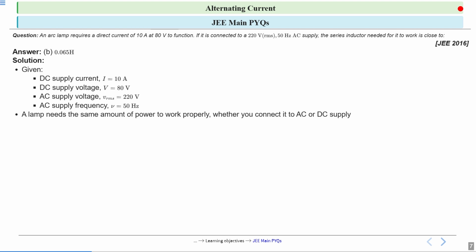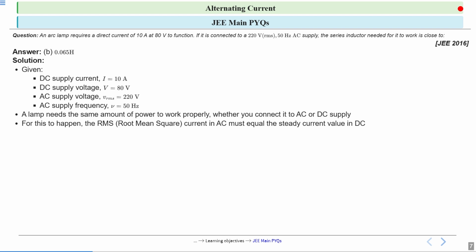So the power dissipated, or the power delivered or input power for the arc lamp, is P equal to I RMS squared R. R is the same in both cases, so we have to ensure I RMS equals 10 ampere. By taking that condition, we will find the inductance. For this to happen, the RMS current in AC must equal the steady current value in the DC.